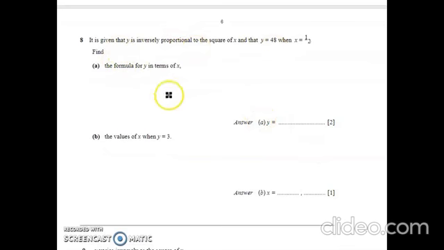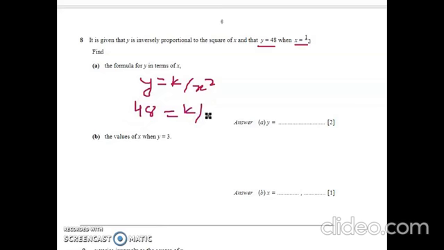Y is inversely proportional to the square of x. So that means y is equal to k upon x square. Y is equal to 48 when x is 1 upon 2. So y is 48, x is 1 upon 2. That makes it 1 upon 4 because it's x square. So if I take that to the other side, it will be 48 multiplied by 1 upon 4, which is 48 divided by 4, that is 12. So my k is 12, so it will be 12 over x square.